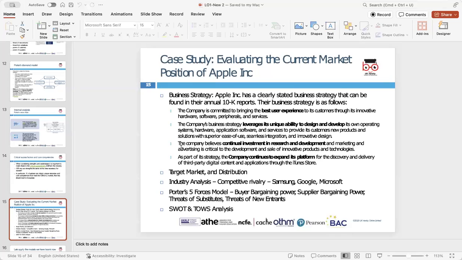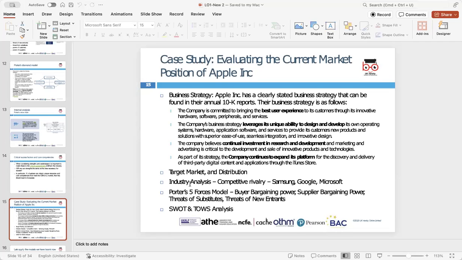Then investing continuously in research, development, and marketing to drive innovation. Then a platform through the iTunes Store for discovering and delivering digital content. So, target markets and distribution. Apple targets a broad market with its diverse range of products and has established extensive distribution channels.